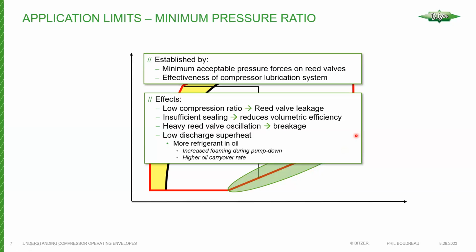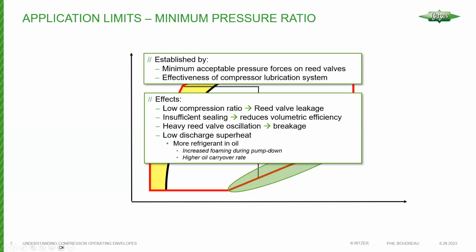This area down here, shaded green, is established as your minimum pressure ratio area. It reflects the minimum acceptable forces on the reeds, for example. Reeds need to seal up properly to be efficient. This also has to do with the effectiveness of the lubrication system. When you're operating at low pressure ratios, it can have a negative impact on the lubrication system if we take it too far.